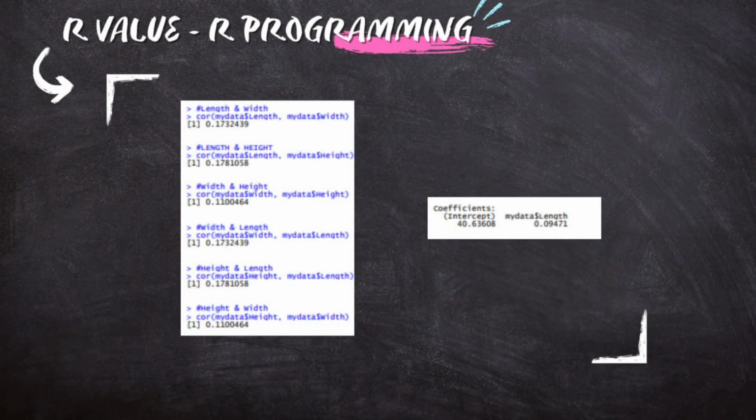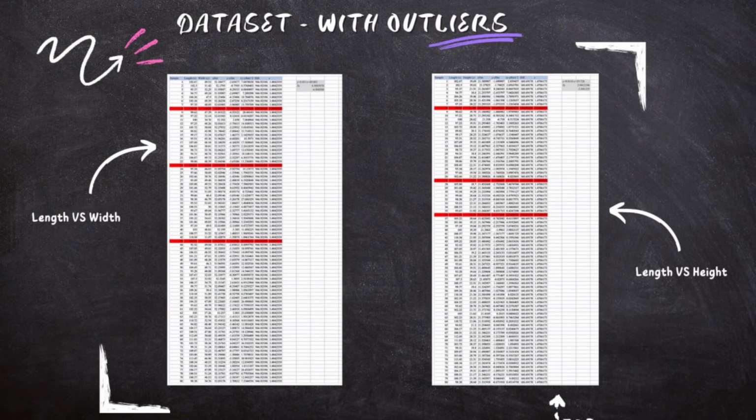So next, from R programming, we obtain the correlation coefficient for each graph. For length versus width, the value is 0.17324439. For length versus height, 0.178108. For width versus height, 0.110064. Width and length, 0.17324439. For height versus length, 0.17810448. And lastly, for height versus width, 0.11000404. So next, we move forward to the dataset with outliers from length versus width and length versus height.